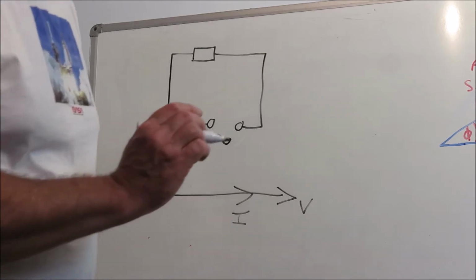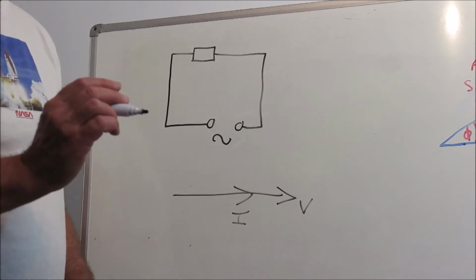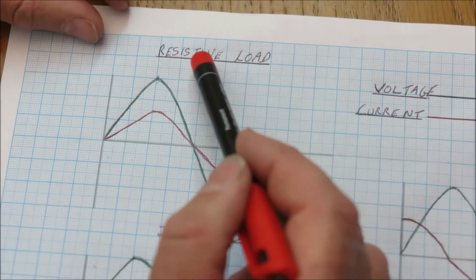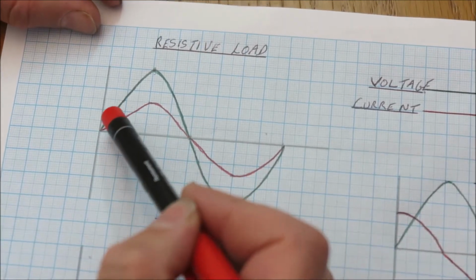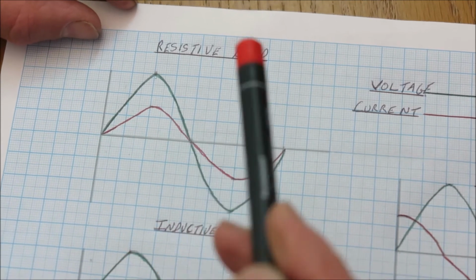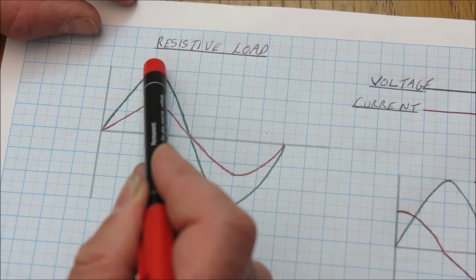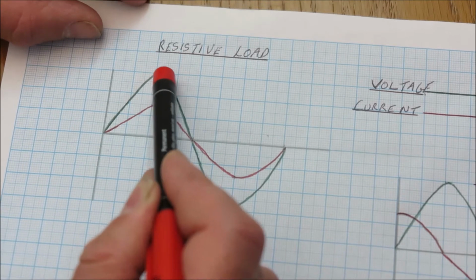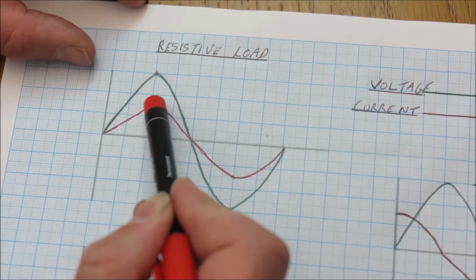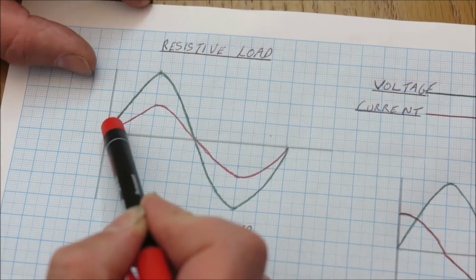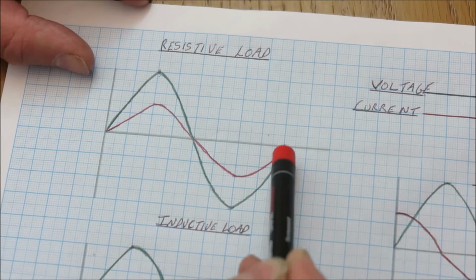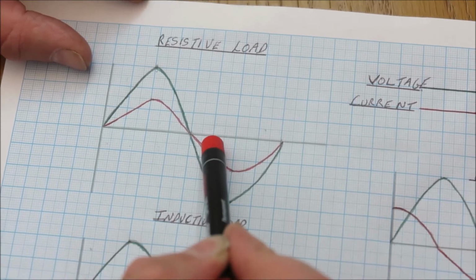Now we can have a look at the graph of current against voltage for that, and it looks like this. So this is the graph of the resistive load. Our voltage in the circuit is green and our current is red. So as we can see, as the sine wave builds and then falls away and then reverses, the current is in phase with it. So it starts, peaks, finishes, reverses, peaks, and goes back to zero all at the same time.